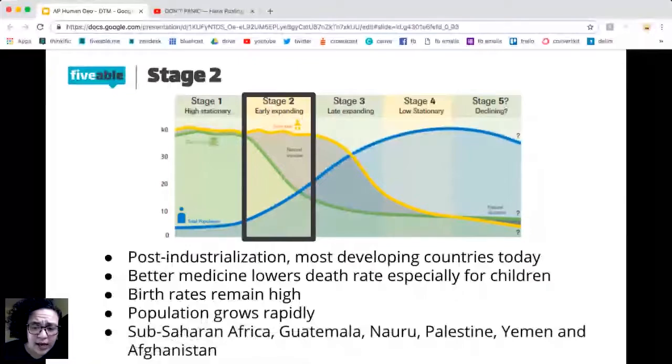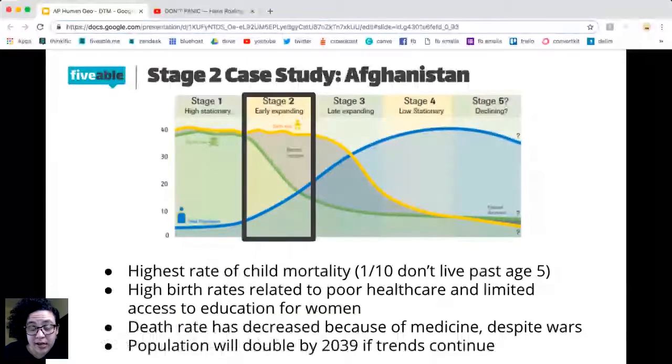I'm going to look specifically at Afghanistan for a second. Afghanistan actually has one of the highest rates of child mortality in the world. About 1 out of 10 children in Afghanistan don't live past the age of 5, which is pretty intense, right? So even though the death rate has decreased overall, it's relatively high for children, which means that you also will have higher birth rates because if your children are not surviving, you have more children.